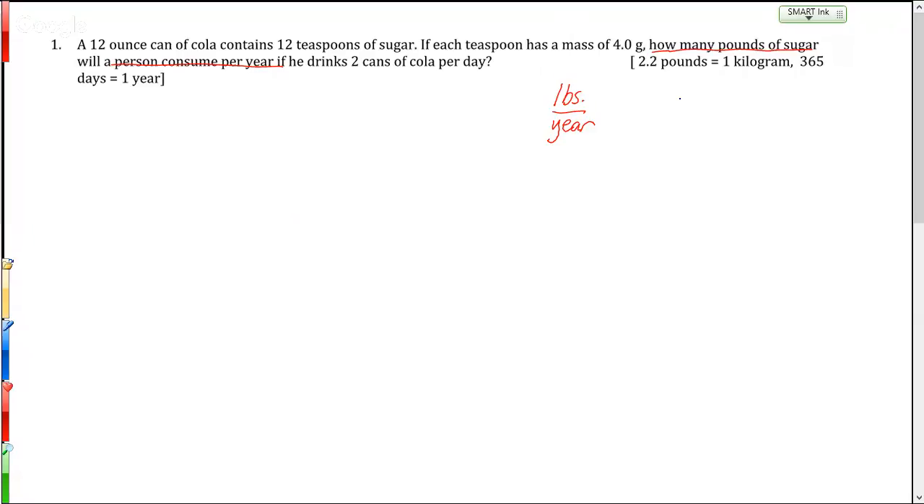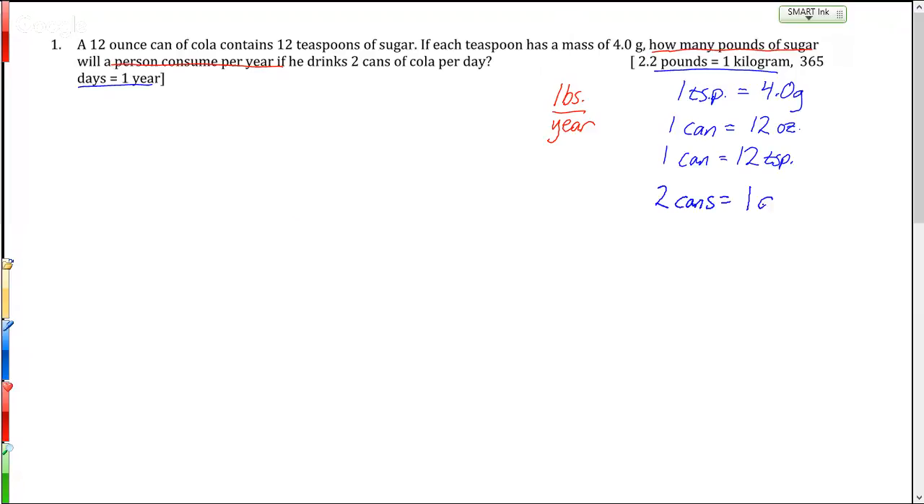So let's start writing down some equalities here just because I'm getting confused just talking about it. So 1 teaspoon equals 4 grams, 4.0 grams. 1 can equals 12 ounces. And also 1 can equals 12 teaspoons of sugar. Okay. Other things we see here, of course, the ones that are given, and that there are 2 cans in 1 day for this particular question. So these are all the equalities or the conversions that are given in this problem, which means that we can switch between any of those units at any time based on setting up our multiplication thing.